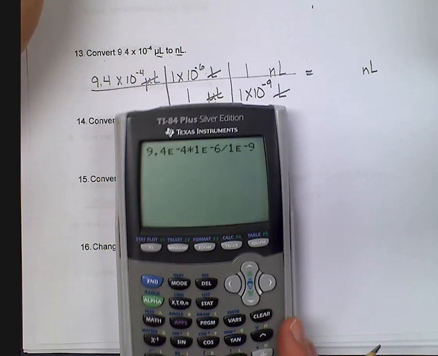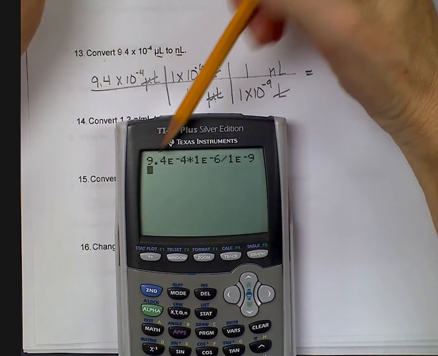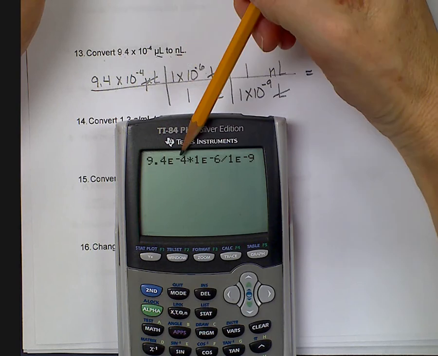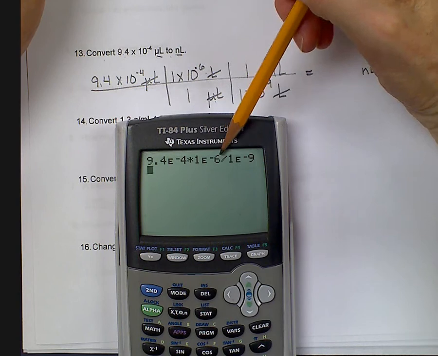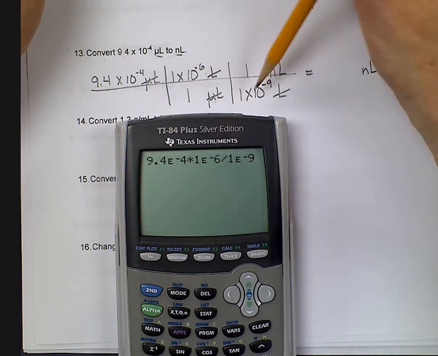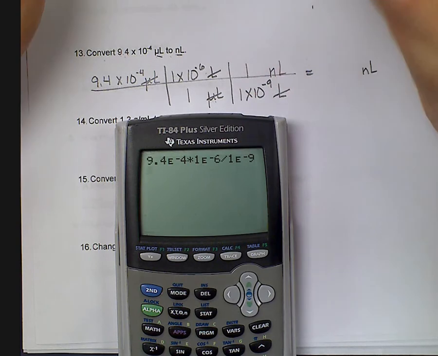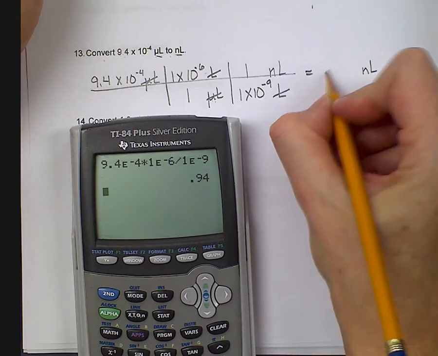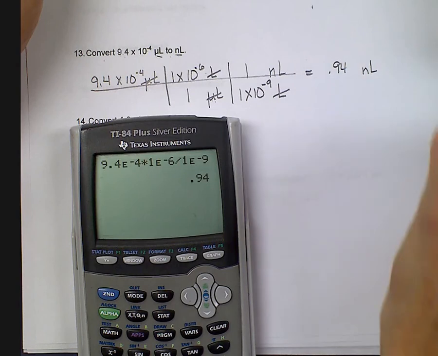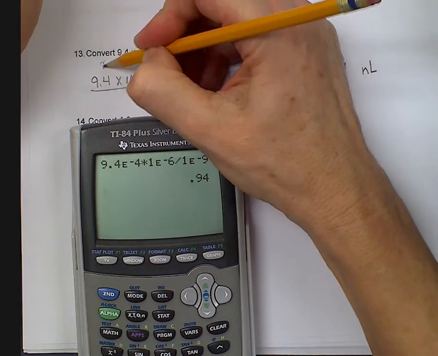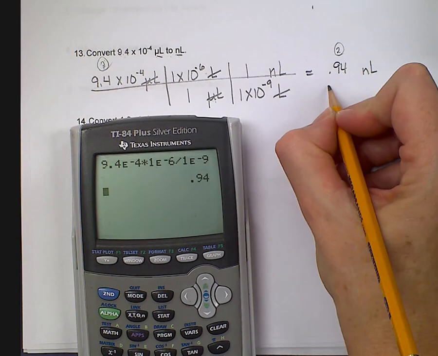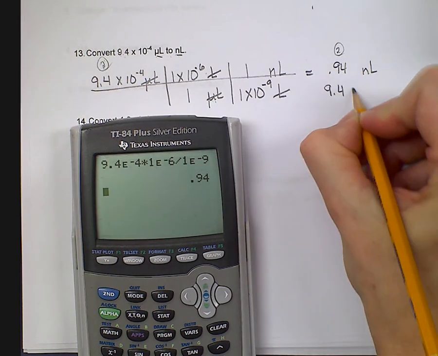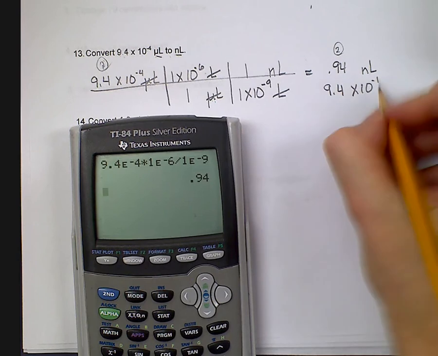So we have 9.4 times 10 to the negative 4th times 1 times 10 to the negative 6 divided by 1 times 10 to the negative 9. And that gives us 0.94 nanoliters. We have two significant figures here, and we have two significant figures here. If you want to put your answer into scientific notation, that is perfectly acceptable, and it would be 9.4 times 10 to the negative 1 nanoliters.